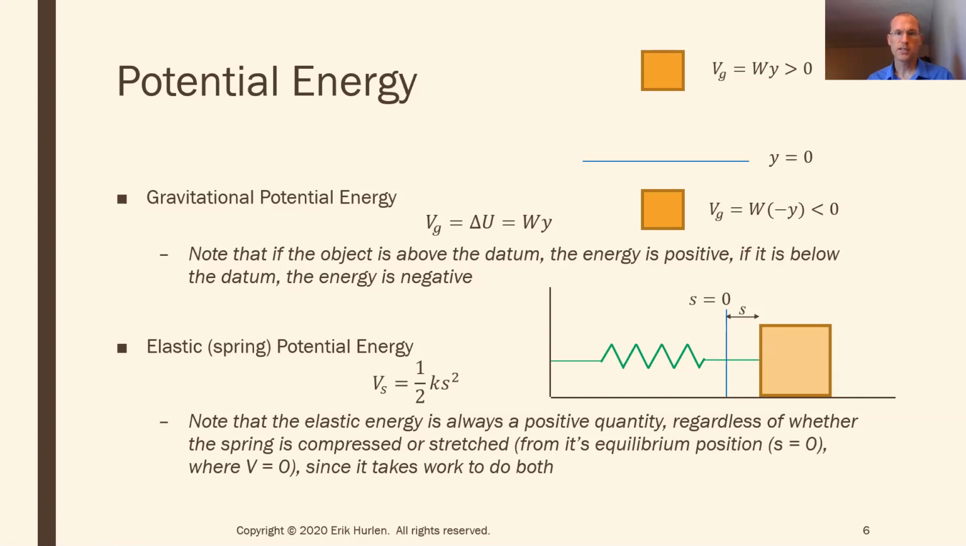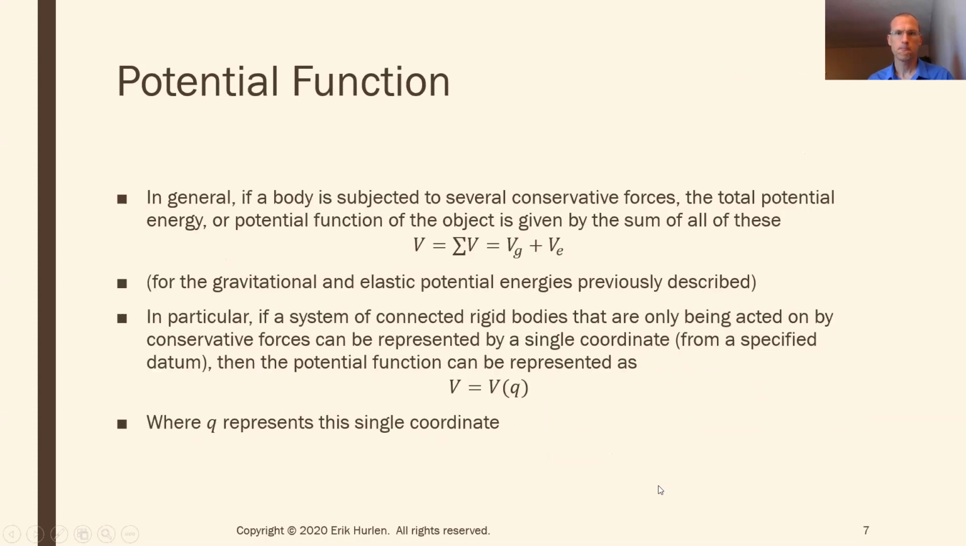One thing about springs is that because it's ks squared, as I move away from s equals 0, the equilibrium position, whether I compress it or stretch it, it's going to be positive potential energy. That's, of course, if you put it at the equilibrium position. If you don't, then it changes, but that's why it's useful to put it at the equilibrium position. That way your spring potential energy is always positive.